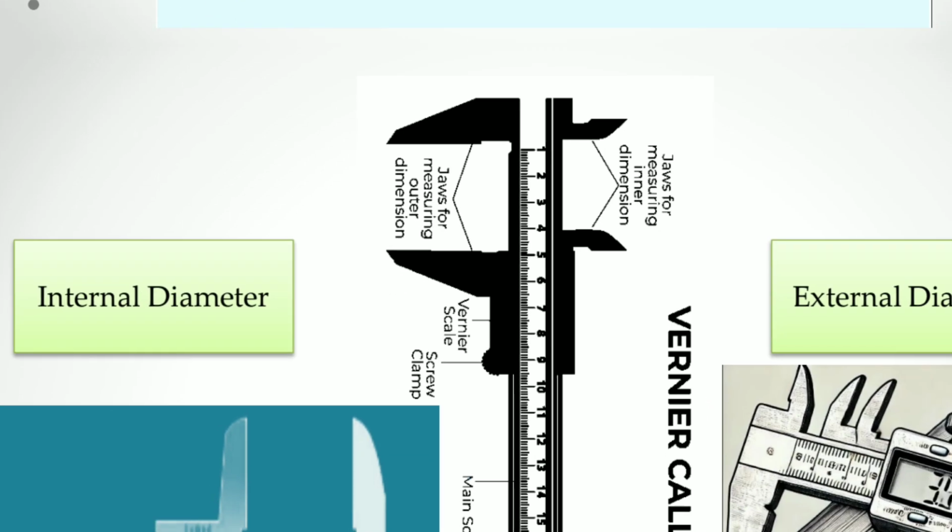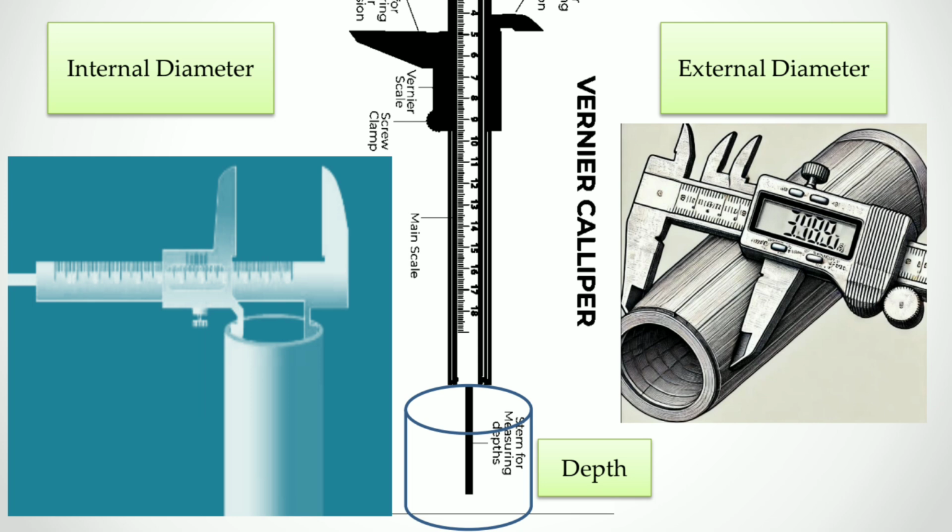So, internal diameter with the help of the upper jaw, external diameter with the help of the bigger outer jaw, and depth with the help of the stem. Simply, we can say with the help of the vernier caliper we can measure internal diameter, external diameter, as well as depth. That's it.